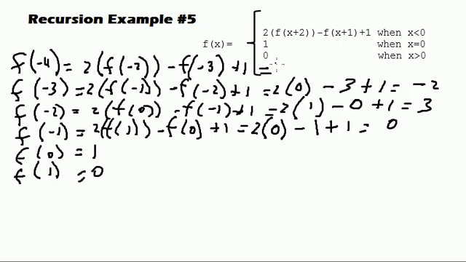And then finally, 2 times the function of -2, which was 3, minus the function of -3, which was -2, plus 1 equals 2 times 3 is 6 minus -2, which is the same as plus 2, which would be 6 plus 2 is 8 plus 1 is 9, which is the answer to the function of -4.